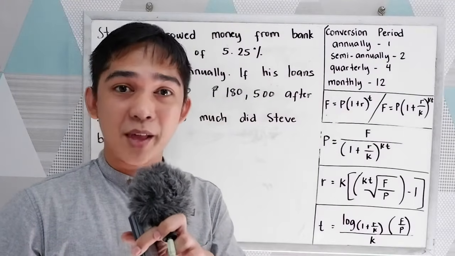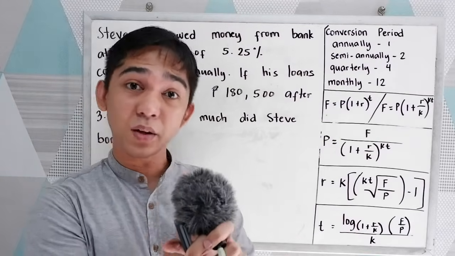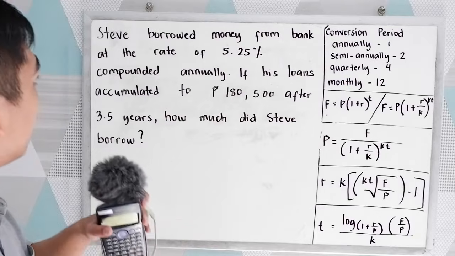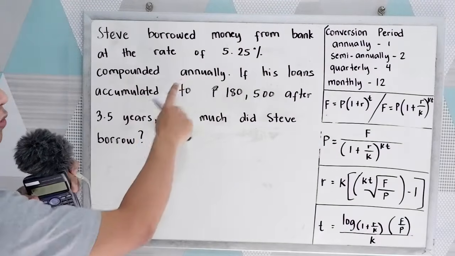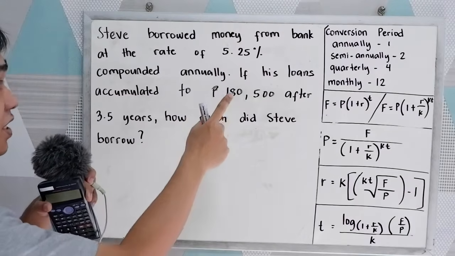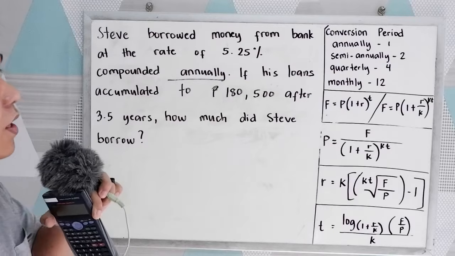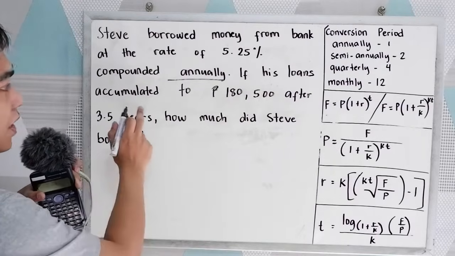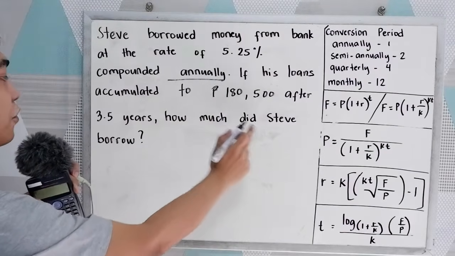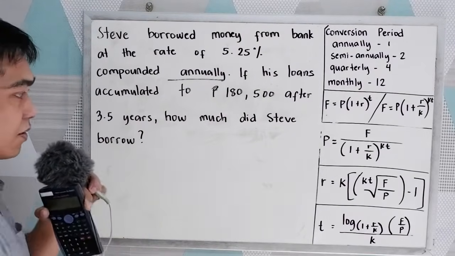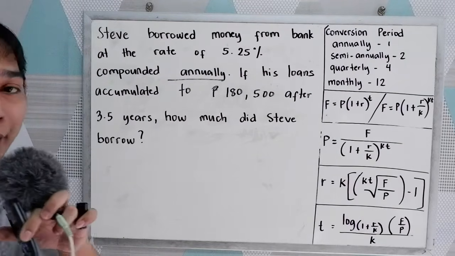In our next problem, what if the missing is the principal? Let's try to solve the problem. Steve borrowed money from a bank at the rate of 5.25% compounded annually. If his loan accumulated to 180,500 pesos after 3.5 years, how much did Steve borrow?